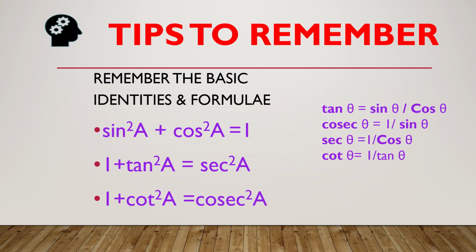And you should know the relation between the trigonometric ratios: tan theta equal to sin theta by cos theta, cosec theta equal to 1 by sin theta, sec theta equal to 1 by cos theta, and cot theta is equal to 1 upon tan theta. So you should remember these three identities and the trigonometric ratios, which will help you to solve the identities easily.